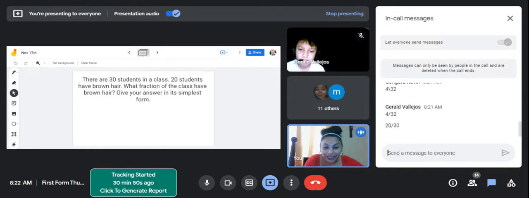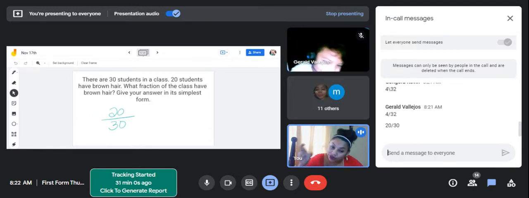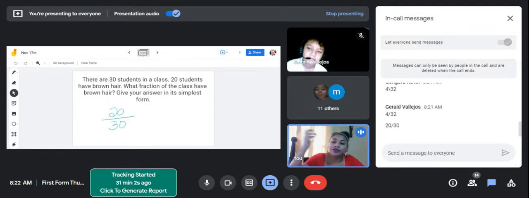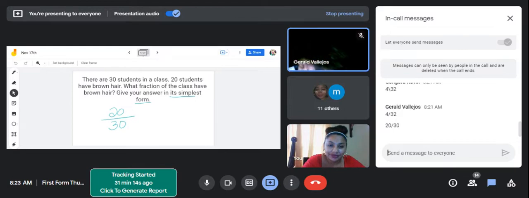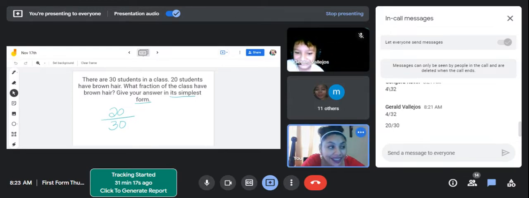So I see that Gerald has the answer in the chat. Because it is 20, I'm going to put it over 30. And that represents 20 students that have brown hair out of the entire class of 30. In the simplest form, so what do I have to do? 1/3? Wait, no, how do I reduce 20 out of 30? What would I get?